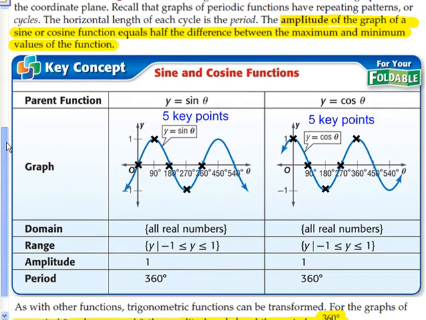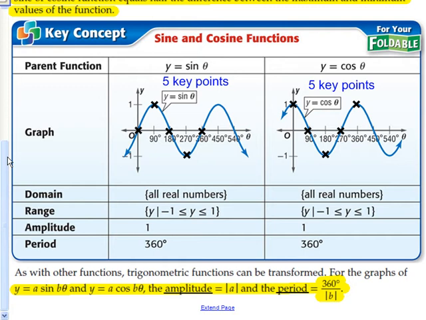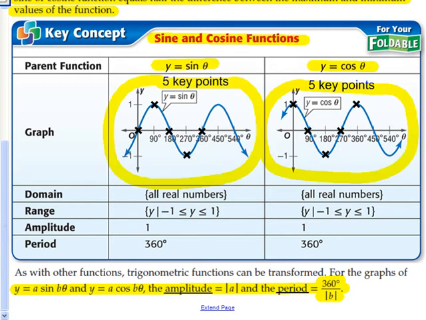And then you'll need to write down some of this stuff as well. I'm going to hit pause and highlight it. So those are the parts that you're going to want to copy down. So each graph has 5 key points.